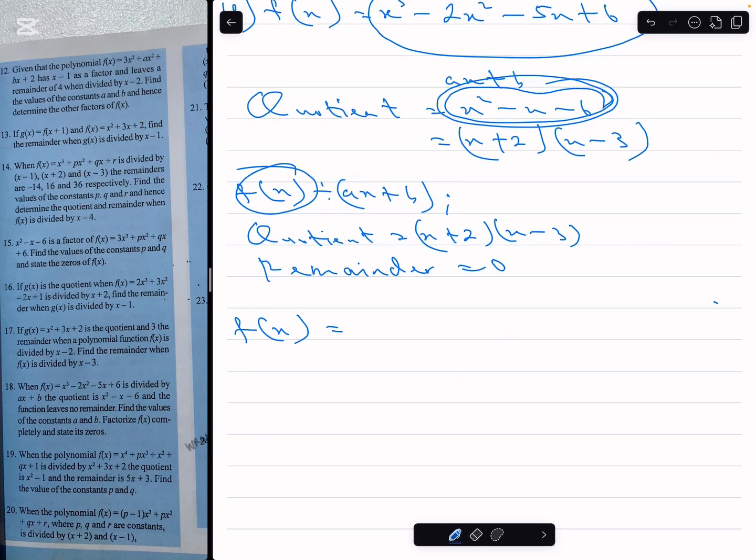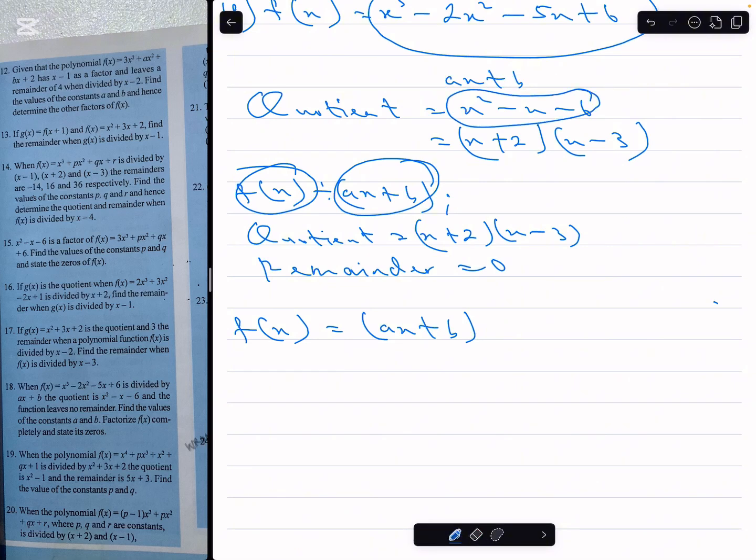So f of x itself will now be the product. That means you now know all the factors of f of x. The first one is ax plus b, the second is x plus 2, and the third is x minus 3. When you get a quotient and that quotient can be factorized, whatever you get will also be factors of f of x, since the remainder is 0. What am I saying? If you divide f of x by ax plus b and the remainder is 0, that means ax plus b is a factor of f of x.